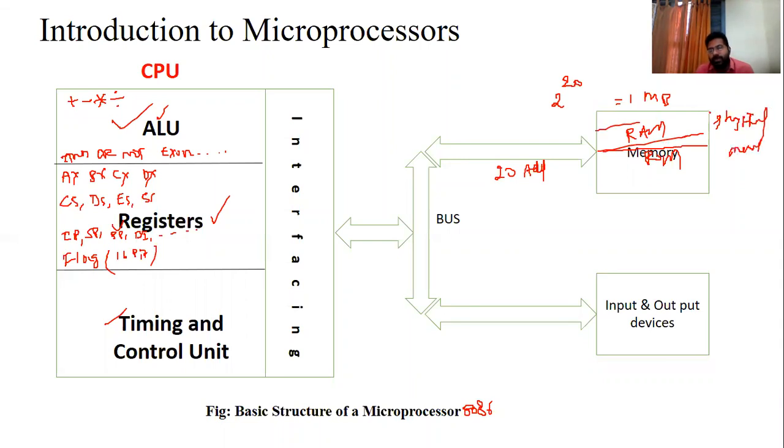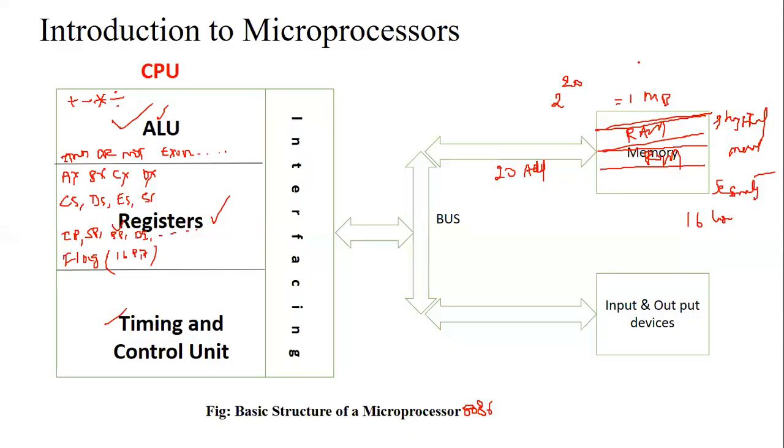For storing and retrieving the information, you can divide this entire 1 MB memory into some segments. How many segments are there? 16 logical segments are available. Now see this 1 MB memory. You can divide it into 16 logical segments.